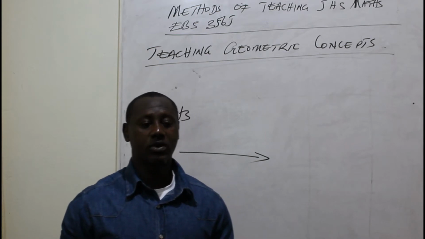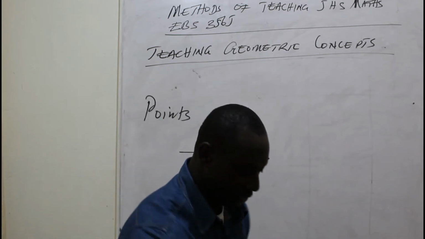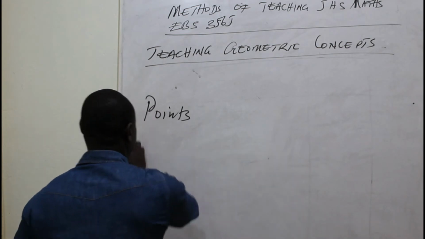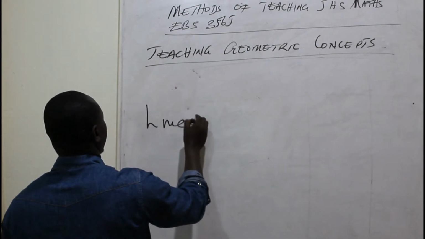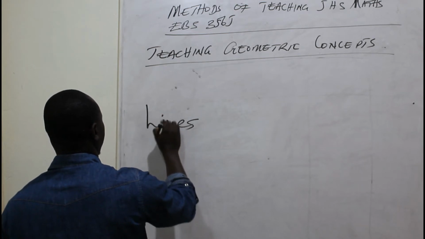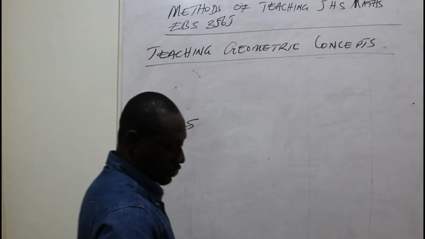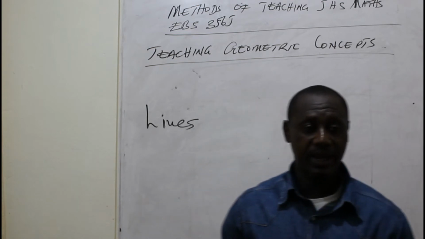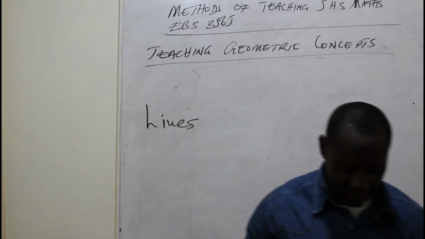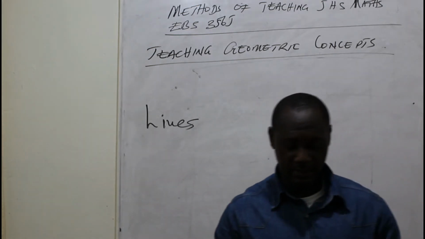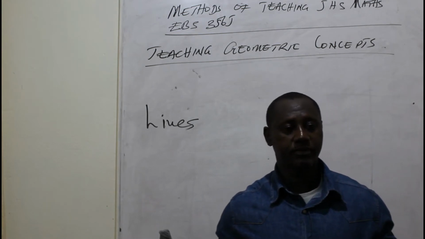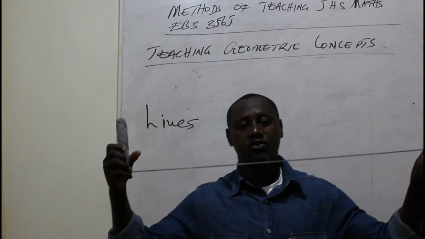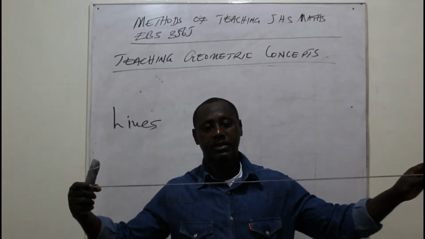Okay. Now we come to lines. We come to talk about lines. So in the classroom, if I want to teach lines, then I can give this twine to 2 students. I can give the twine here to 2 students.